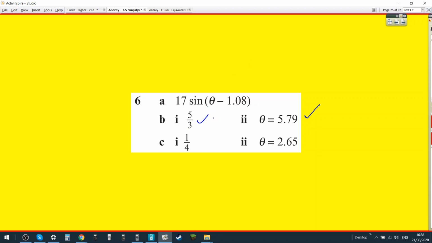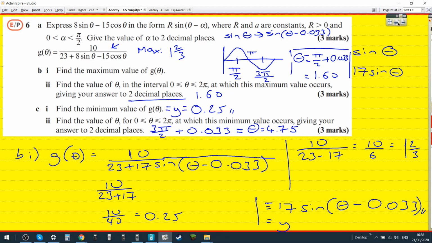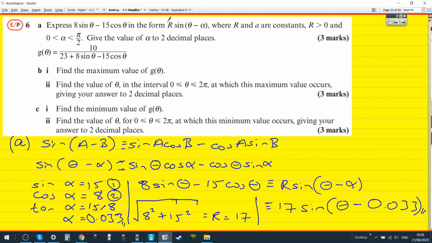5/3 is correct. That's 1 2/3. And 1/4 is correct. That's 0.25. Yeah, it's just a typo, I think, with the other one. Okay. Very big picture. So part A is all right: converting it, instead of a mixture of sine and cos, into just sine. That part's all right, using double angle formulae. Second part is basically GCSE bounds.